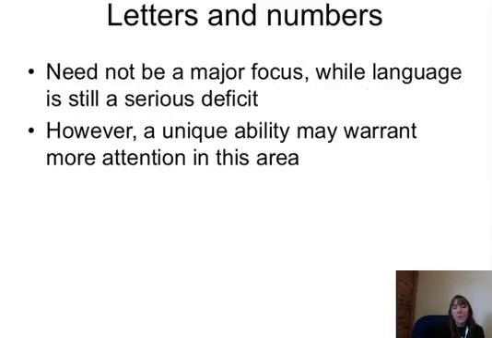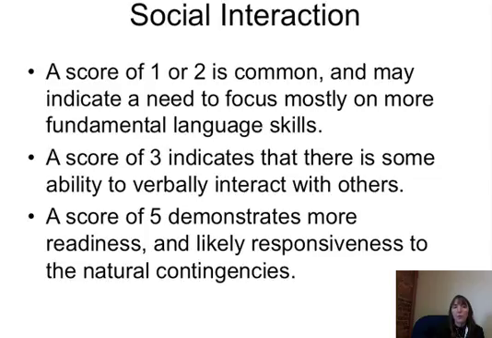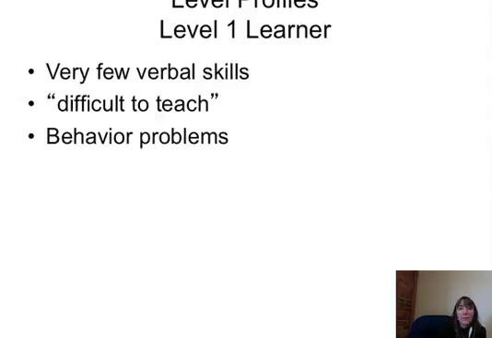Letters and numbers, I already mentioned, is not a serious focus early on. A social interaction score of 1 or 2 might tell us we really need to focus more on fundamental language skills. A 3, there might be some ability to verbally interact with others, and a 5 might indicate more readiness and possibly more ability to respond to natural contingencies.